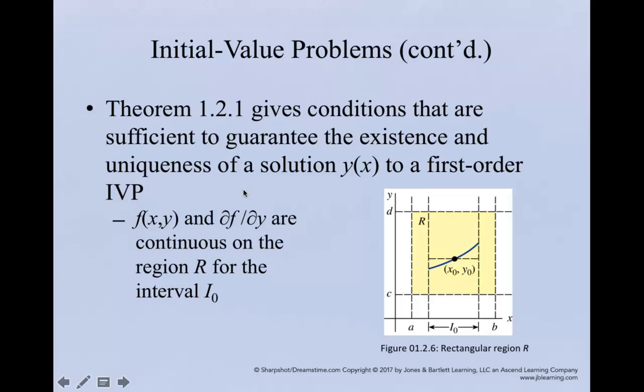So there are some theorems that determine what is sufficient to guarantee existence and uniqueness to a first order initial value problem. Basically, that would say that the function f of x and y and df dy are continuous on some region R for the interval I0, and this point x0, y0 is contained within I0. So once again, that's mathematics speak, which we're not terribly concerned about memorizing or proving. We'll just accept that and move on.